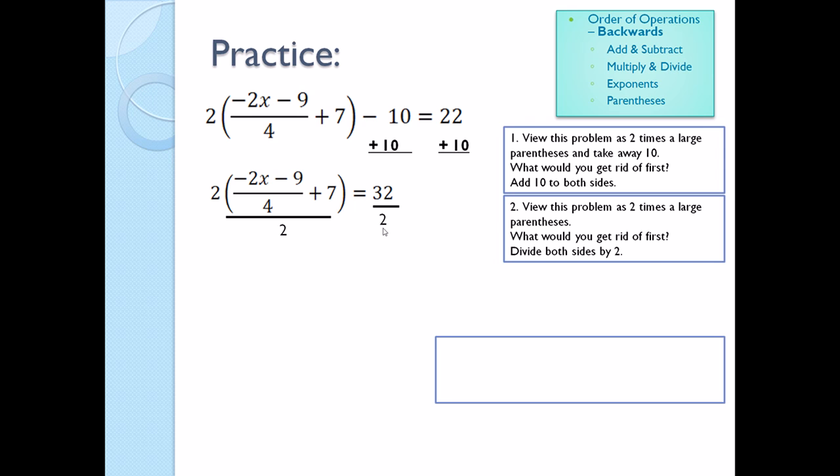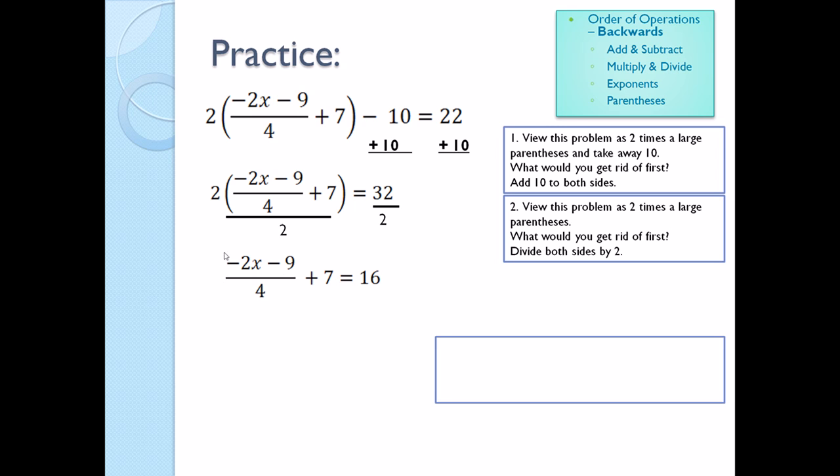32 divided by 2 is 16. And now we've lost our parentheses because it was 2 times this whole quantity. Well, I got rid of multiplying by 2 because I moved it onto this side to keep the equation in balance. So I don't need the parentheses anymore. So look at this. What does it look like to you?